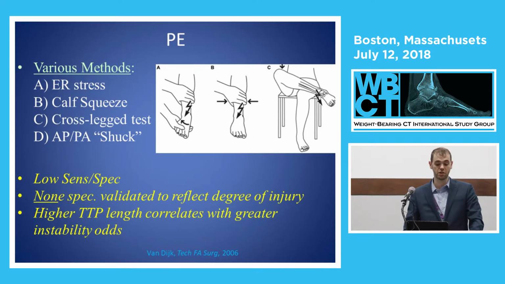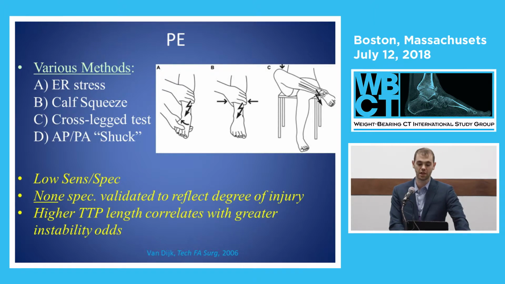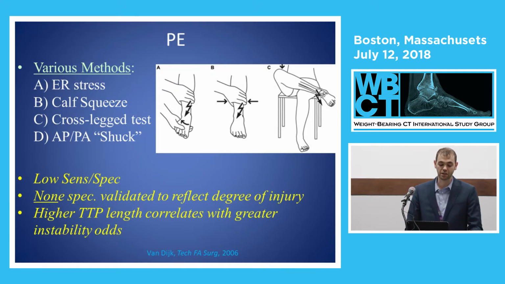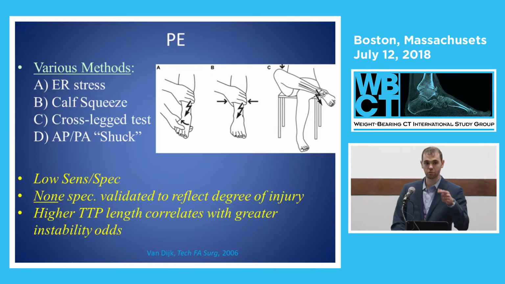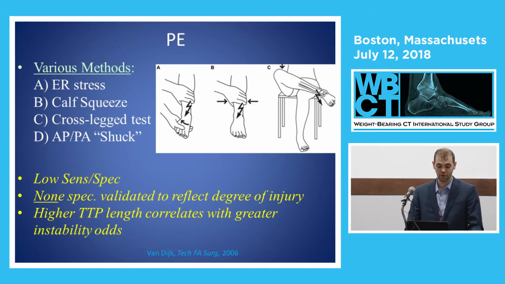We have external rotation stress tests. We have calf squeezes. We have cross-legged tests. I would argue that I've added in my own practice the A to P and P to A shuck test, in which you take the fibula between your fingers and you shuck it back and forth. But they're all low sensitivity and specificity, and it's certainly not validated to reflect the degree of injury. And the only thing we know is that the higher the tenderness to palpation, the more likely that there's an unstable injury.